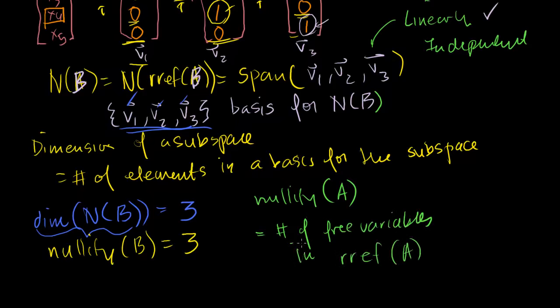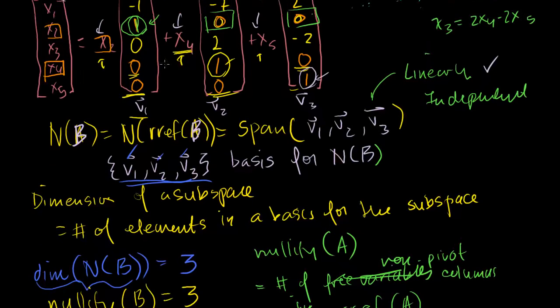Or I guess we could say the number of non-pivot columns, I guess is the best one. The number of non-pivot columns in the reduced row echelon form of A, because that's essentially the number of free variables. All of those free variables have an associated linearly independent vector with each of them, right? So the number of free variables is the number of vectors you're going to have in your basis for your null space.